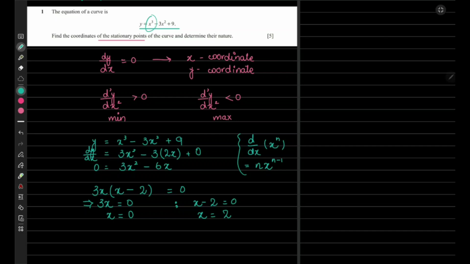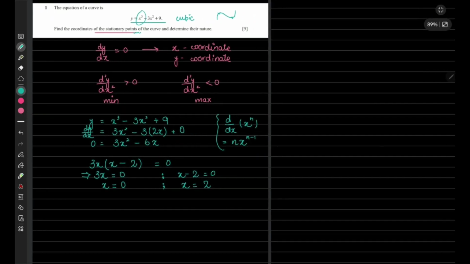As you can see, it's a cubic equation, so it can have more than one stationary point. The shape of the curve will be like this, with one maximum and one minimum. Also they are saying here, find the coordinates of the stationary points, so it means there are multiple. So we get 2 x coordinates, and we substitute them in the y equation to get the corresponding y coordinates as well.